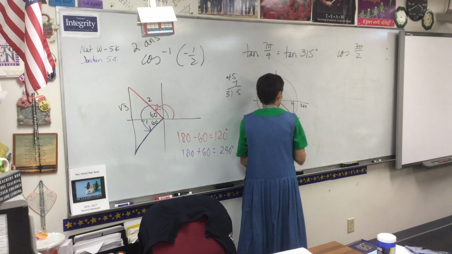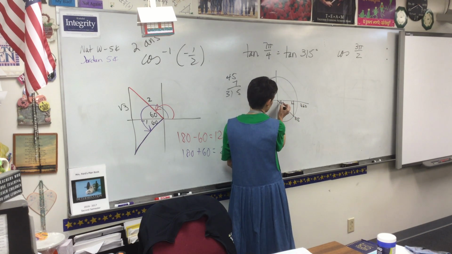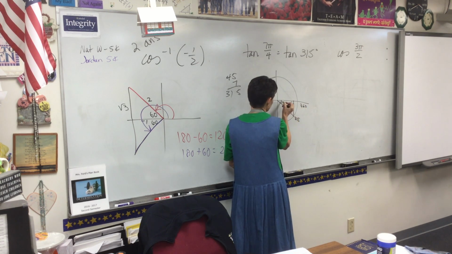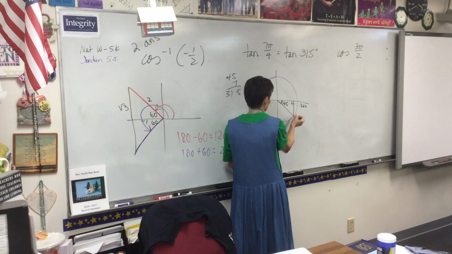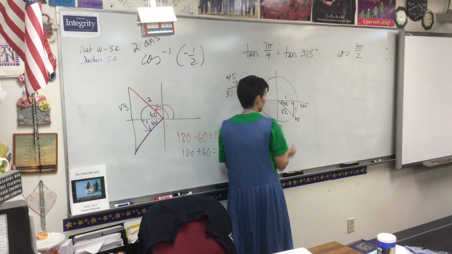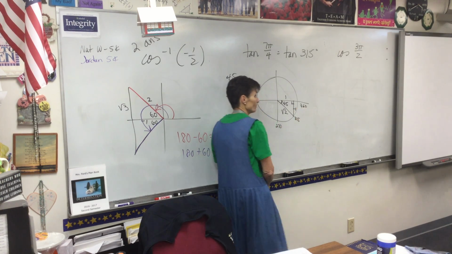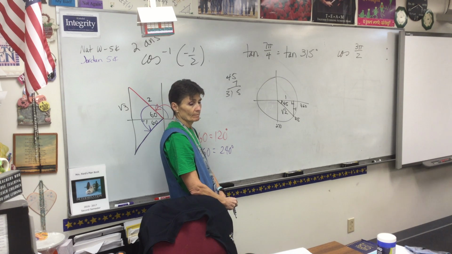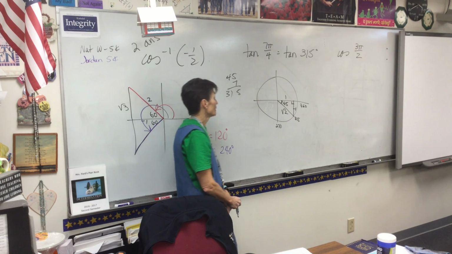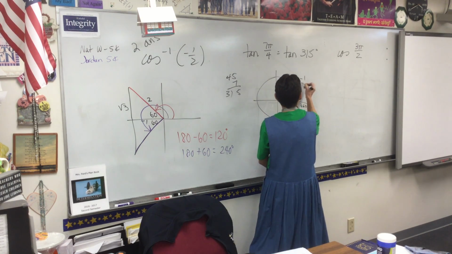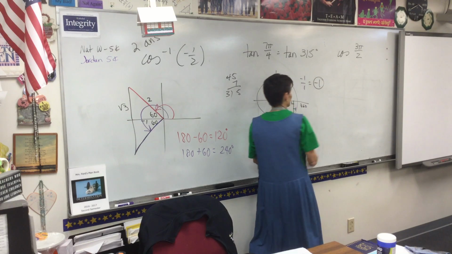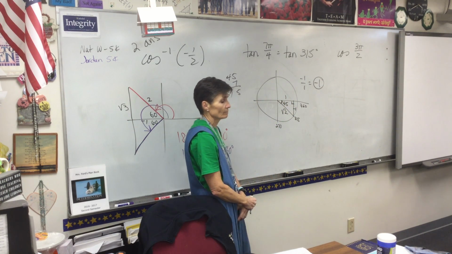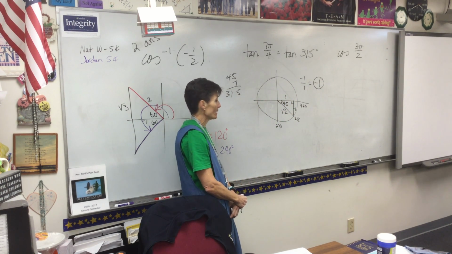Butterfly bow tie. How big's the angle between 315 and 360? 45. 1, 1, √2. Negative. Tangent. Opposite over adjacent. -1. All that work and we got -1.